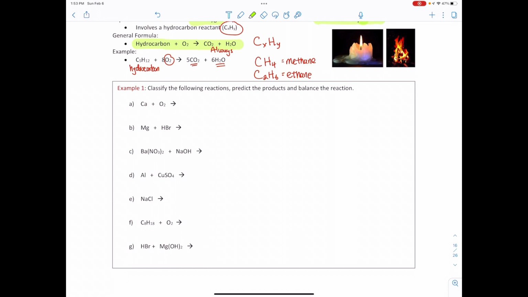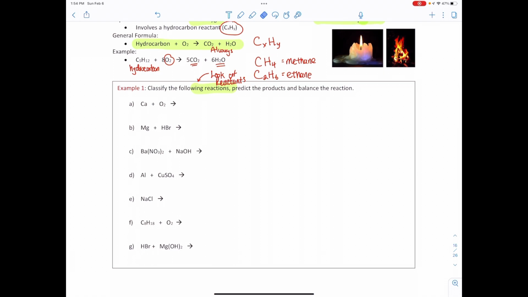Okay, so let's take a look at a few of these examples here. We're going to classify the following reactions, predict the products, and then balance the reactions. The trick here is to just look at the reactants, because just by looking at the reactants, that is enough for us to predict the products. So let's take a look.